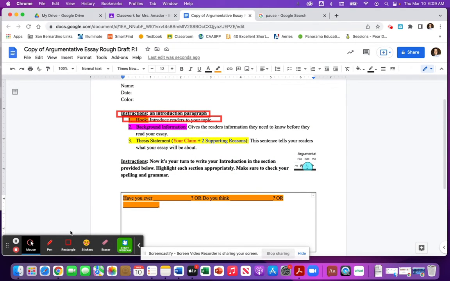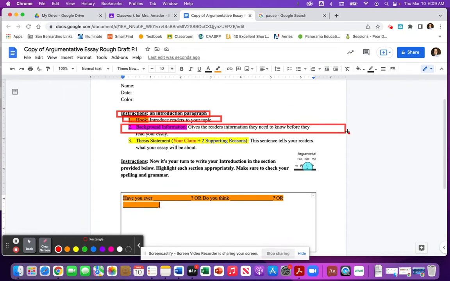Now we're going to move on to background information. Now, background information is going to be anything the reader needs to know before they read your essay. So think about what we're going to be talking about. We're going to be citing evidence from The Crossover to support our claim of whether or not parents should listen to the advice of their children. However, if people are reading this essay and they've never read The Crossover, they probably need some information about it.